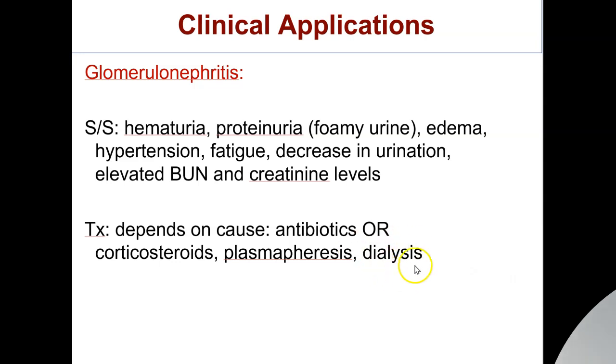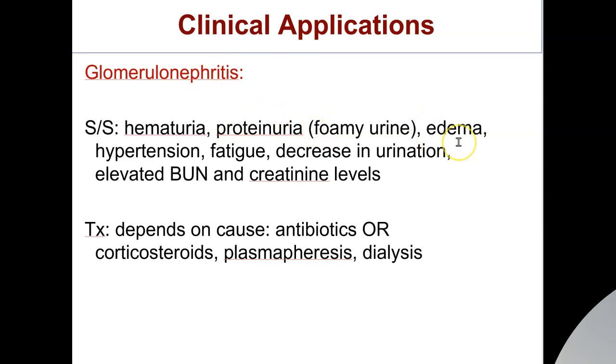Or in extreme cases, you could go on short-term dialysis where you basically are hooked up to an artificial kidney. So if you have glomerulonephritis, often you'll have some blood in your urine, definitely protein in the urine. And when you have a lot of protein in urine, it makes it look foamy. If you've ever beaten an egg white, you get a little foam. So that's from the albumin, the protein.